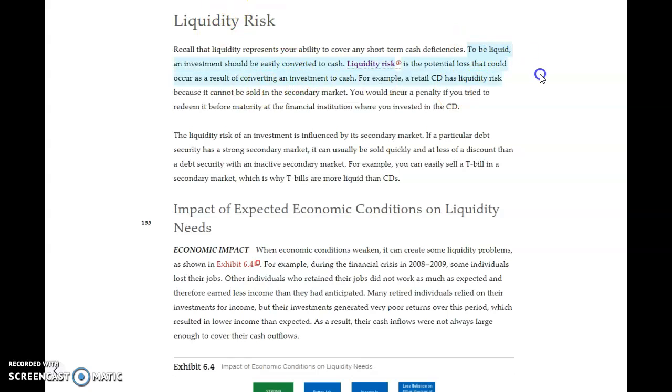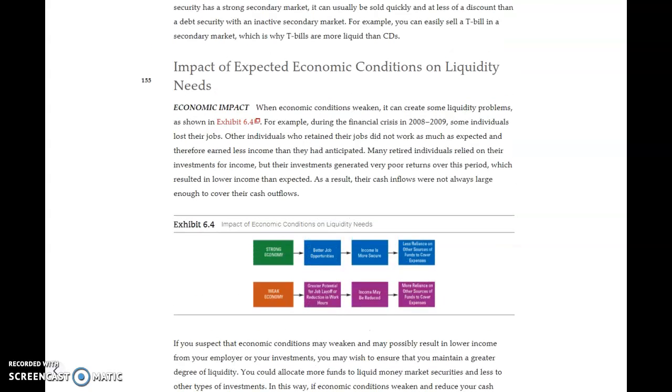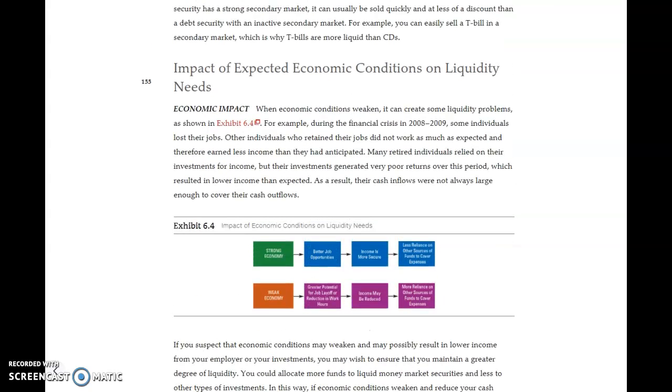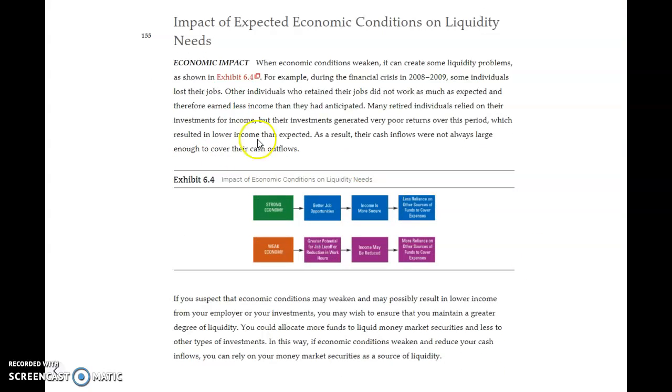To be liquid, though, an investment should be easily converted to cash. Liquidity risk is a potential loss that could occur as a result of converting an investment to cash. So you can just kind of know some of that. There are some economic conditions that can have an impact on liquidity. So look over this section.